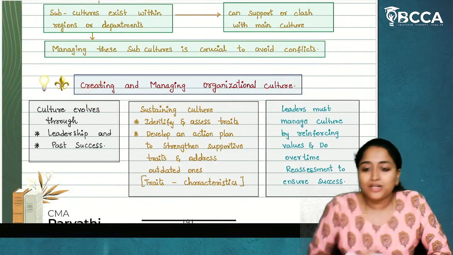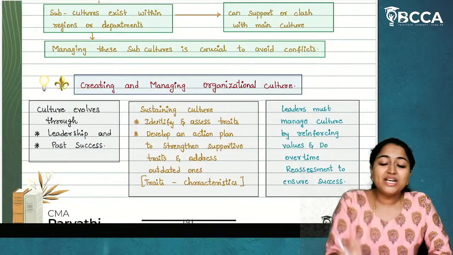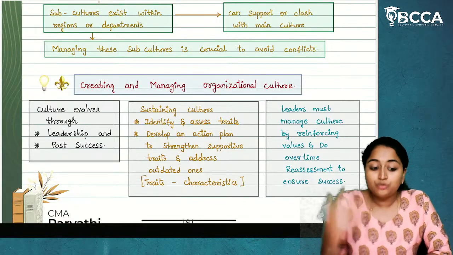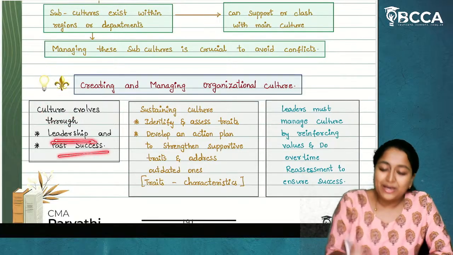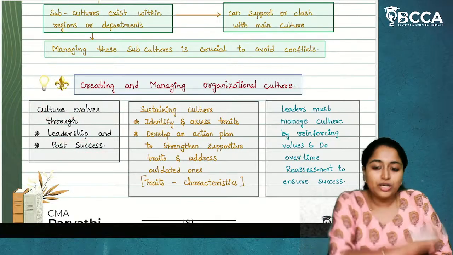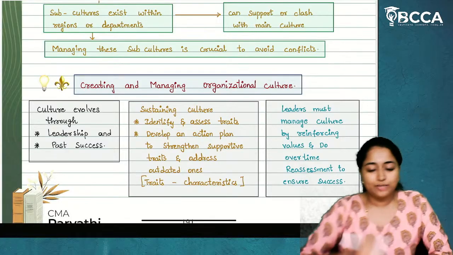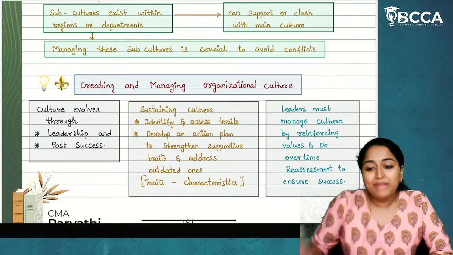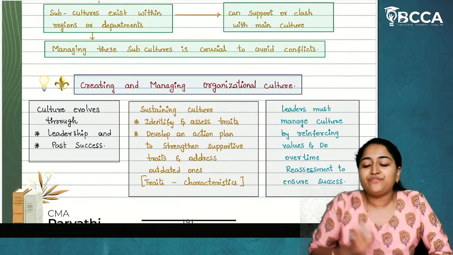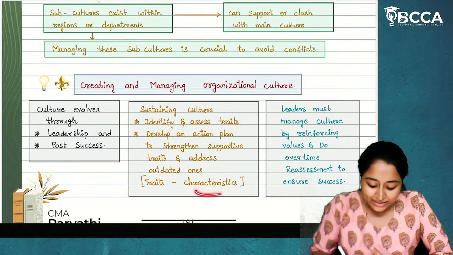Now, creating and managing organization culture. How this organization culture will be depends upon how to create it and maintain it. Culture evolves through leadership and past success. So based on your past success, based on your leadership qualities, the culture will depend. Sustaining culture, you have to maintain that culture. First, identify and assess the traits. Now, what are the traits?